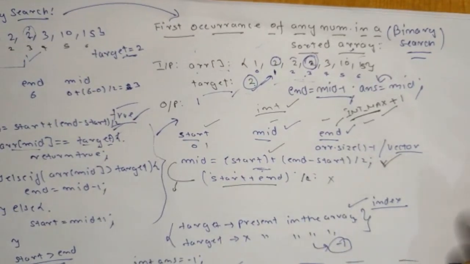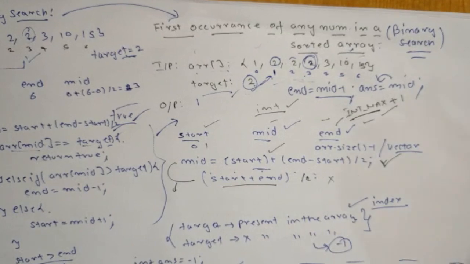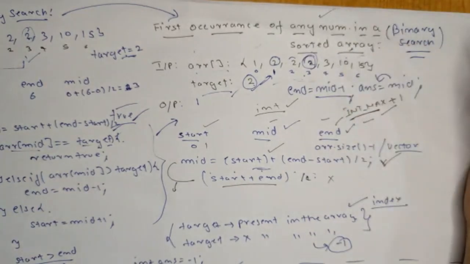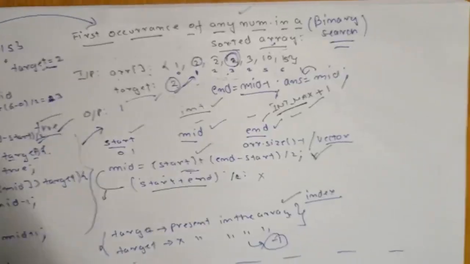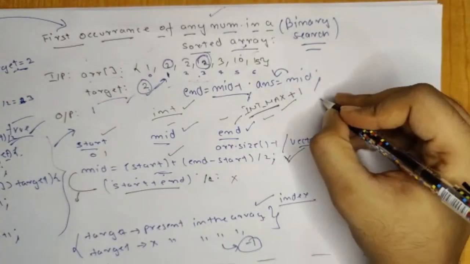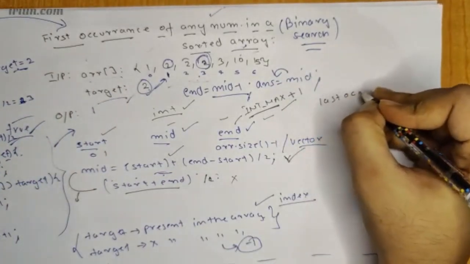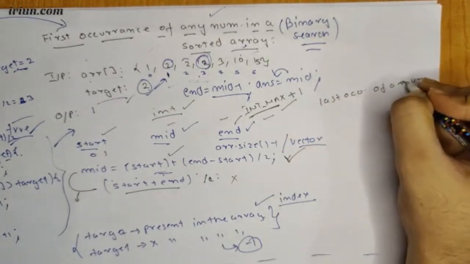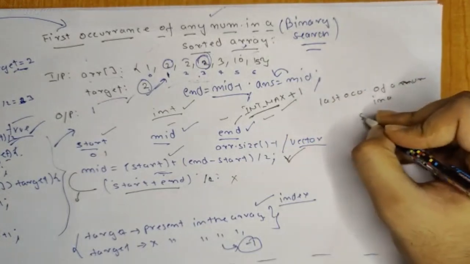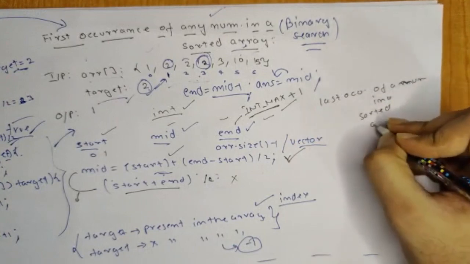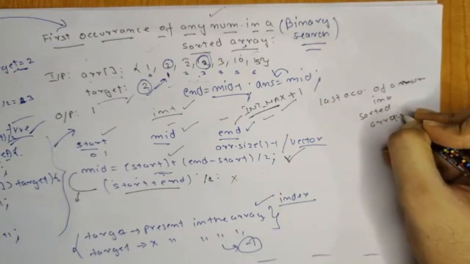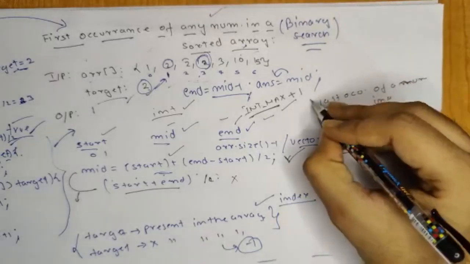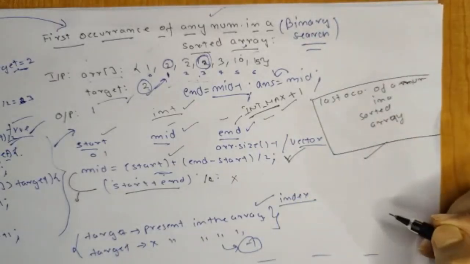And if you enjoyed this video and you learned to calculate the first occurrence, then let me give you one homework. Try to find the last occurrence of a number in a sorted array. You have to make a few changes in this code and you can easily find the last occurrence of a number in a sorted array.